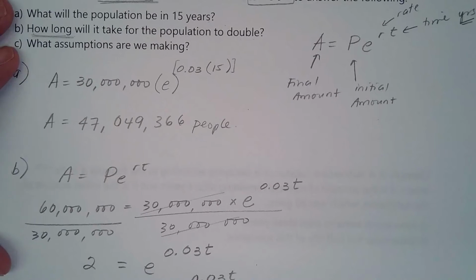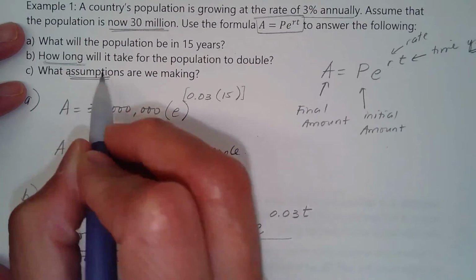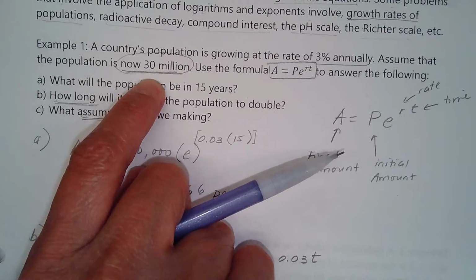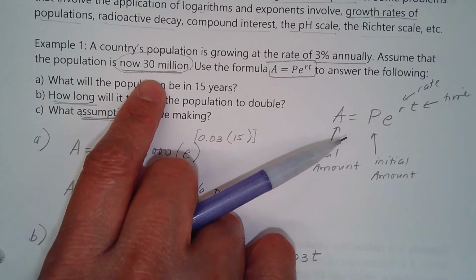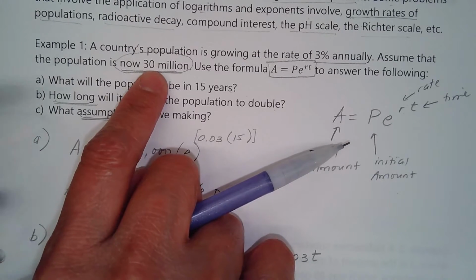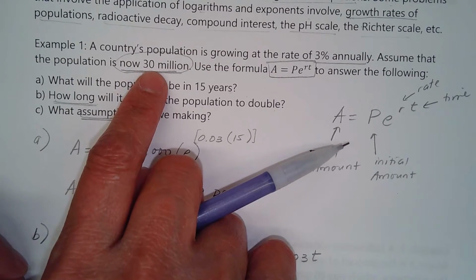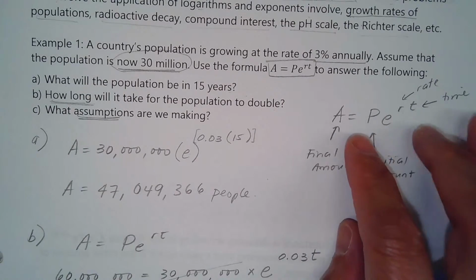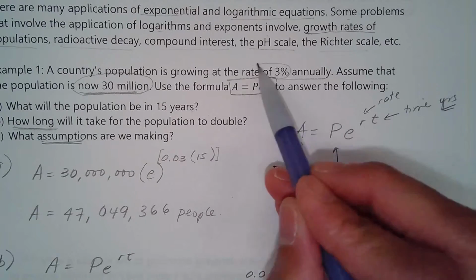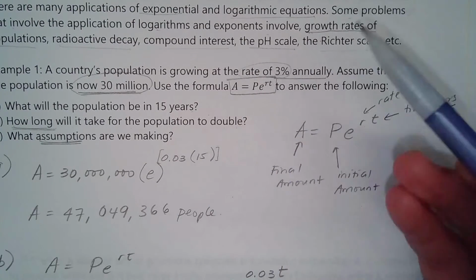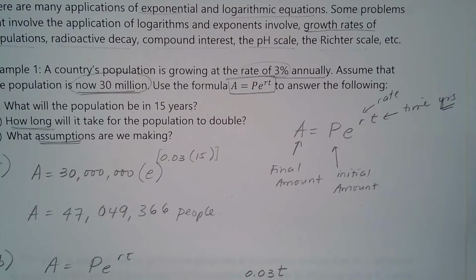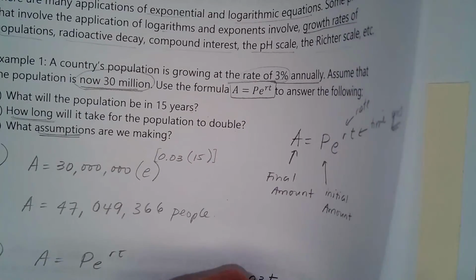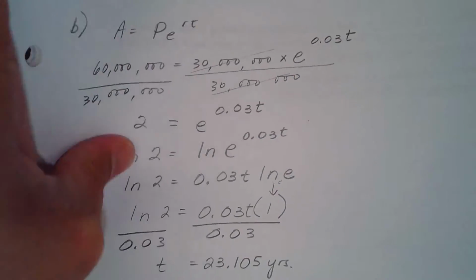So they're asking what assumptions we're making. We are assuming that, well, no, this is not an assumption, right? Because they say it's 30 million. It's not going to be exactly 30 million, but approximately 30 million. That's not an assumption. That's probably a fact, right? They know how many people there are. Time, years, it's not an assumption. When you say 15 years, it's 15 years. So the assumption here is the rate. Because we're assuming that the rate is going to increase 3% each year. Good? C? Okay.